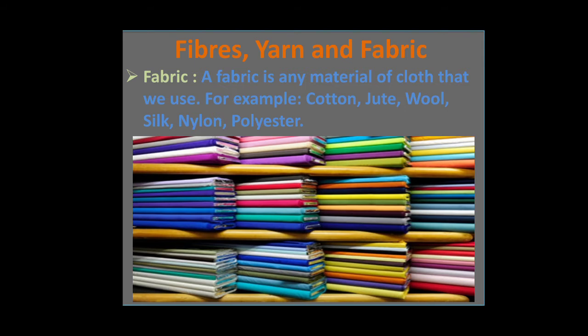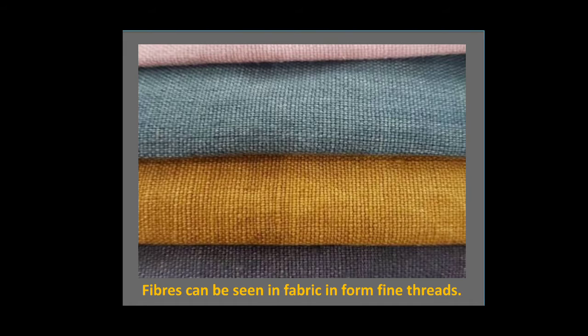Fabric is any material or cloth that we use, for example, cotton, jute, wool, silk, nylon, polyester. So this is a fabric through which we can make the cloth. As you know, your cloth is made from this fabric. You can see here that fibers can be seen in fabric in the form of fine threads. You can see the small threads are interwoven with one another. You can see this clearly.